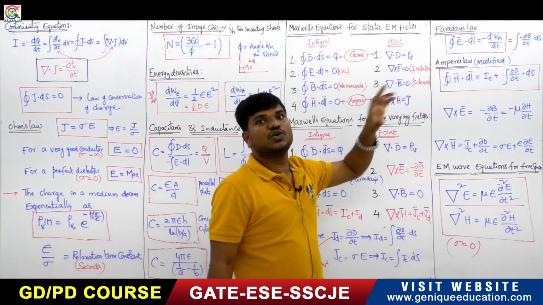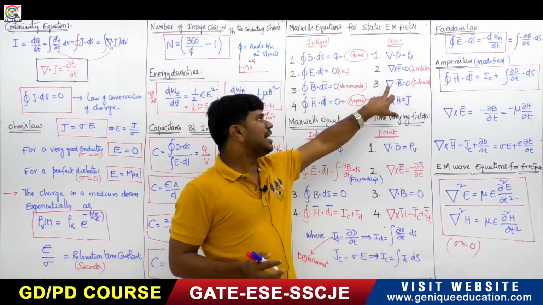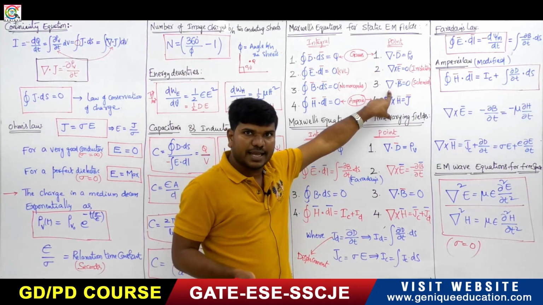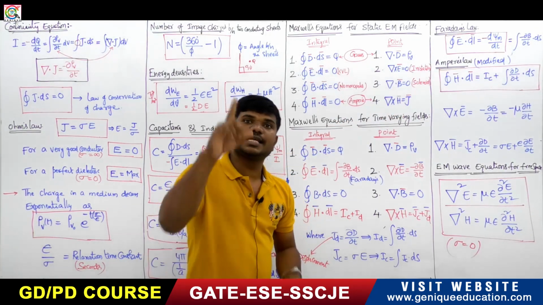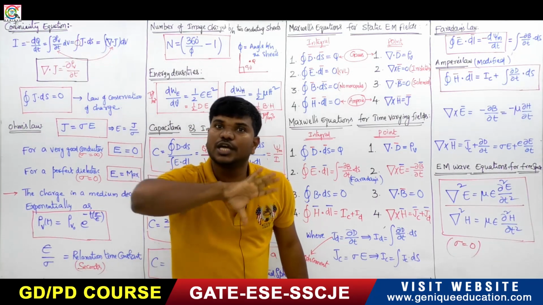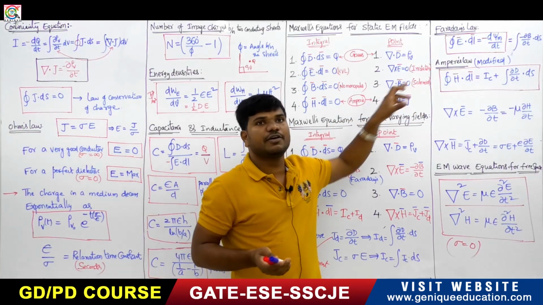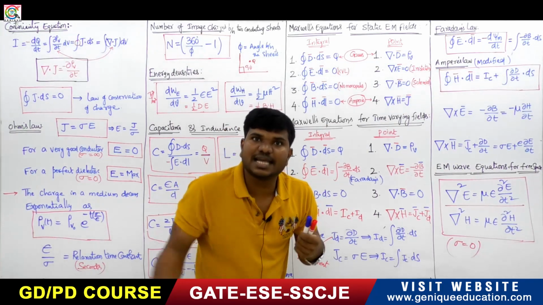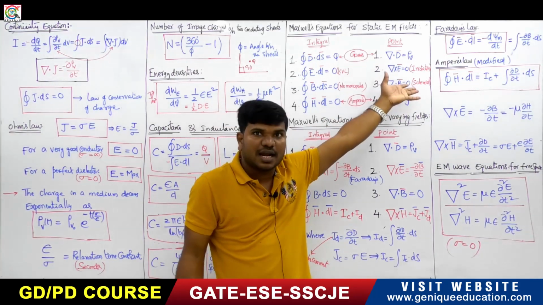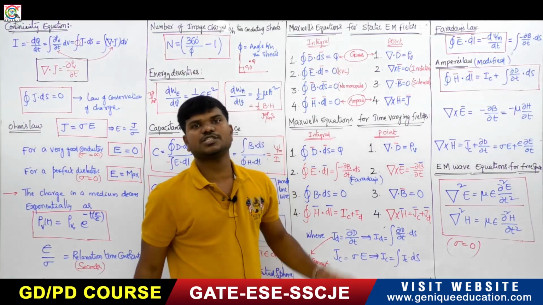B is equal to del cross A, where A is the vector magnetic potential. So the divergence of the curl is 0. But before that, you should know that del dot B is equal to 0. What is del dot B? The divergence of the magnetic flux is 0, meaning there is no divergence for magnetic fields because they are always curling in nature. The divergence of curling fields will be 0.